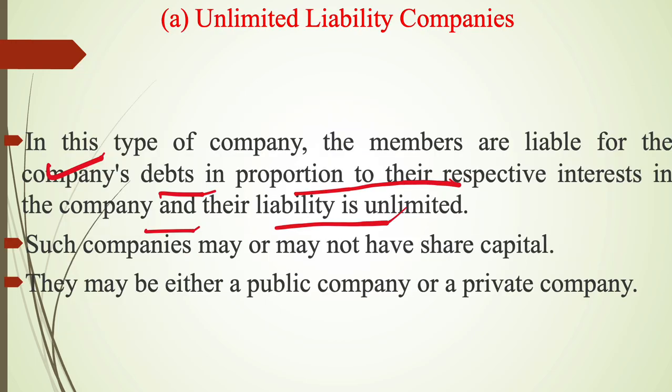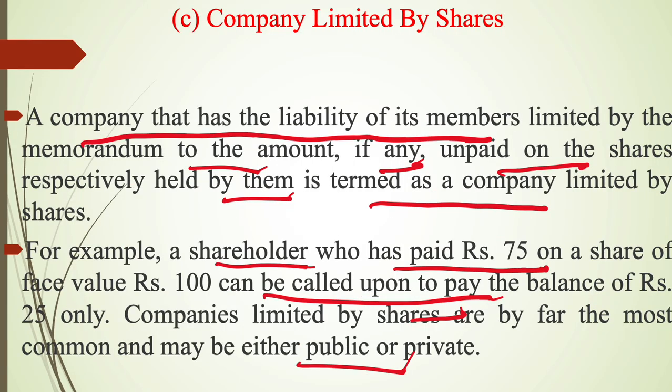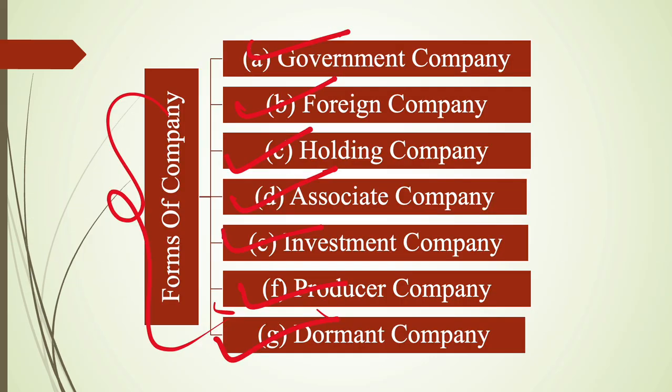In unlimited liability, there is no limit on the liability of the members of the company. In the case of a company limited by guarantee, members of the company have liability up to the guarantee, and they are the guarantors of the company's debt. And the last is company limited by shares, in which the member of the company has liability in respect of the shares of the company. And the last classification is forms of company, which includes government company, foreign company, holding company, associate company, investment company, producer company, and dormant company. So this is all about the classification of companies.